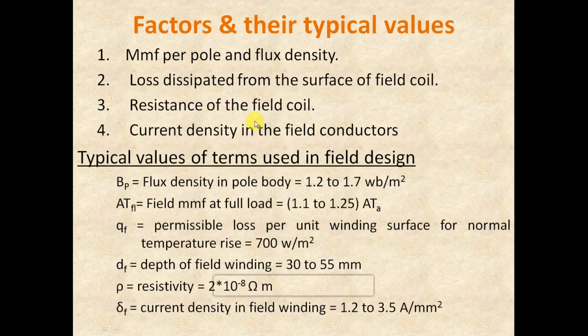Next major factor is resistance of the field coil, and the value of resistance of the field coil is decided by the material which we use for the field coil. So while considering the material, we can say the resistivity as the parameter, and the typical value of resistivity is 2 into 10 raised to minus 8 ohm meter. The final factor which is to be taken into consideration is the current density, and its typical value lies between 1.2 to 3.5 ampere per millimeter square. Whenever problems are being asked, these values will be mentioned, but still it is better to remember the typical values.